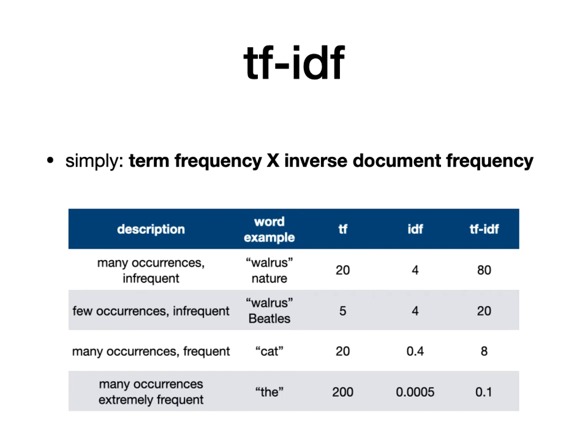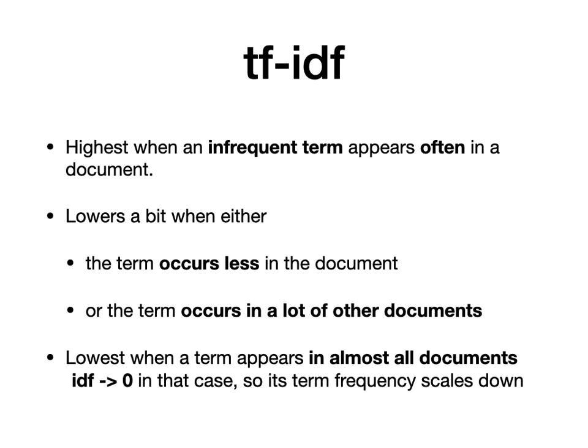So, TF-IDF is highest when an infrequent term also appears often in your document. It will lower a bit in either case, when the term occurs a little bit less in the document or it occurs in tons of other documents too, right? It's a little less informative. And it's extremely low when a term appears in almost all documents. It approaches 0, right? So it almost makes it so that term becomes useless.